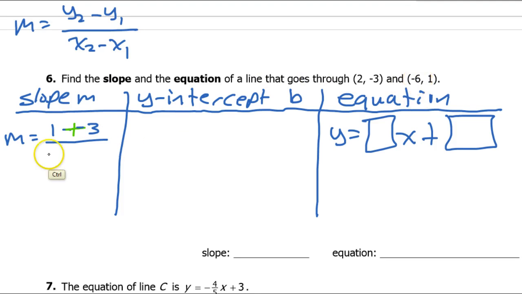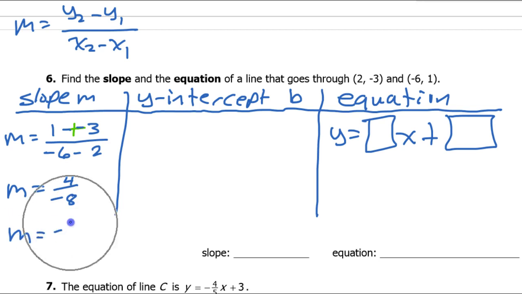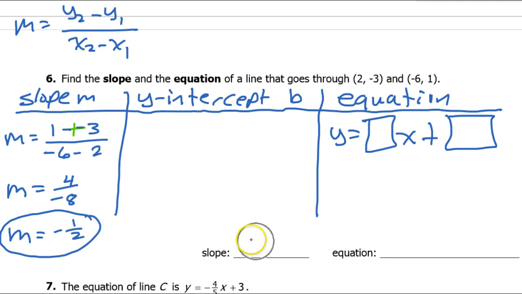So now x minus x. So I have negative 6 minus 2. So that's going to give me 4 over negative 8. Okay, and that's going to reduce down to negative 1/2. So there's my slope. All right, which I guess they want me to write that down separately. So that goes right here in the equation. There's my negative 1/2. Just like I did before, to find the y-intercept, I'm using y equals mx plus b.